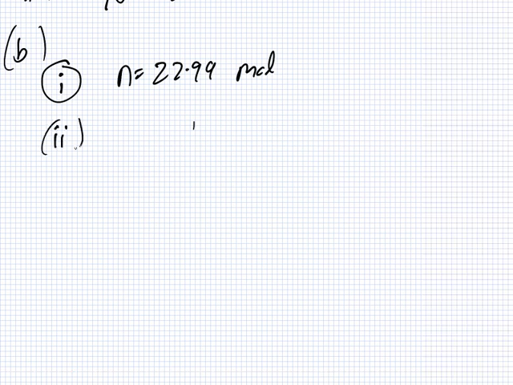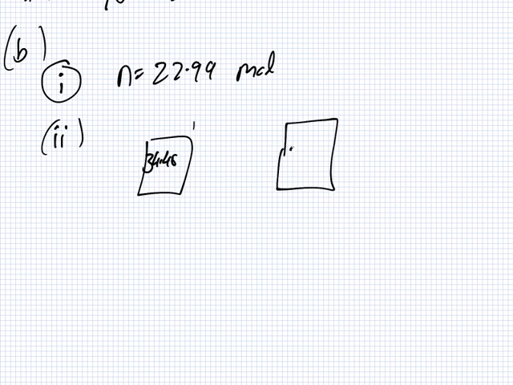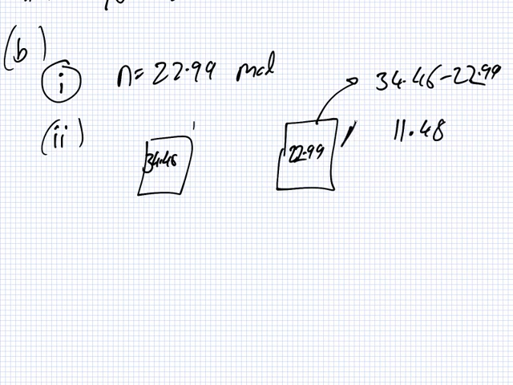So therefore, how much escaped? Well, at the beginning, how much did you have? 34.48 minus. And then some escaped, and you were left with 22.99. So obviously the amount that escaped is the difference between the two. Which is how much? 11.48 is the answer. I'll write delta N.